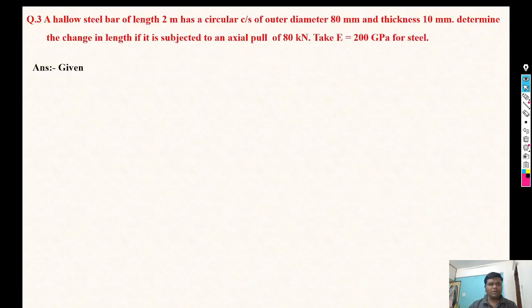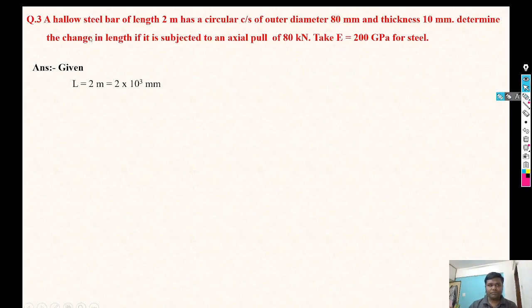Okay, then next, a hollow steel bar of length 2 meter has a circular cross section of outer diameter 80 mm and thickness 10 mm. Determine the change in length if it is subjected to an axial pull of 80 kilonewton. Take E equals 200 gigapascal for steel.